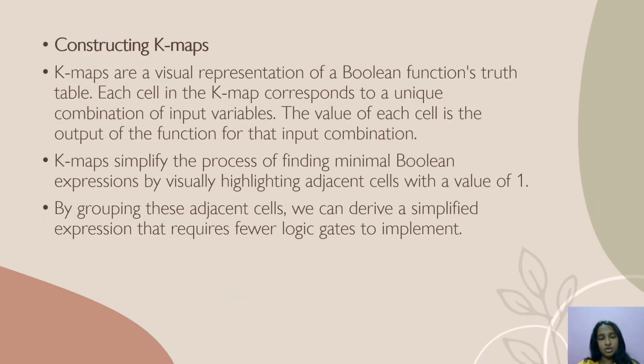Constructing a K-map. How do you construct a K-map? K-maps are a visual representation of the Boolean function's truth table. Each cell in the K-map corresponds to a unique combination of input variables. The value of each cell is the output of the function for that input combination. K-maps simplify the process of finding minimal Boolean expressions by visually highlighting adjacent cells with a value of 1. By grouping these adjacent cells, we can derive a simplified expression that requires fewer logic gates to implement.